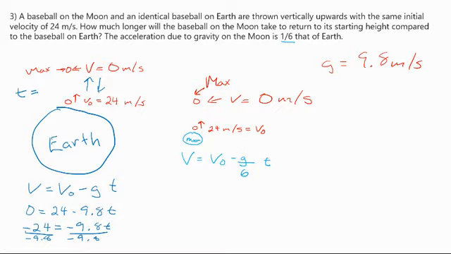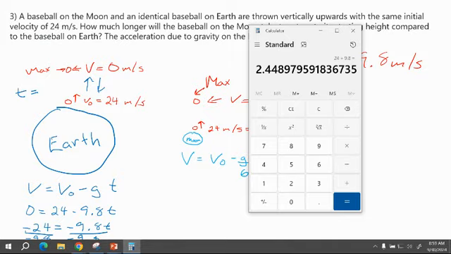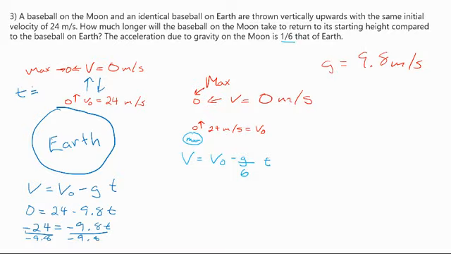is 2.45. And then when you multiply that by 2, my total time then for Earth would be 4.9 seconds. So that's the first one.